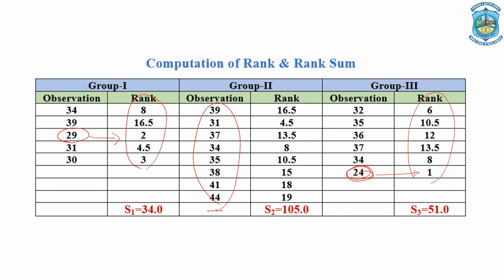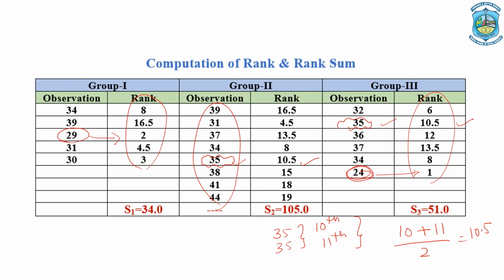If in case you have two observations the same, like we have 35 here and we also have 35 in the third group, then in that case for the rank of this 35 and this 35, we have to find the mean rank. For example, both the 35s are placed at 10th rank and 11th rank. So we have to find the mean of the ranks, that is 10 plus 11 divided by 2, which is 10.5. So we have assigned 10.5 here and here also.